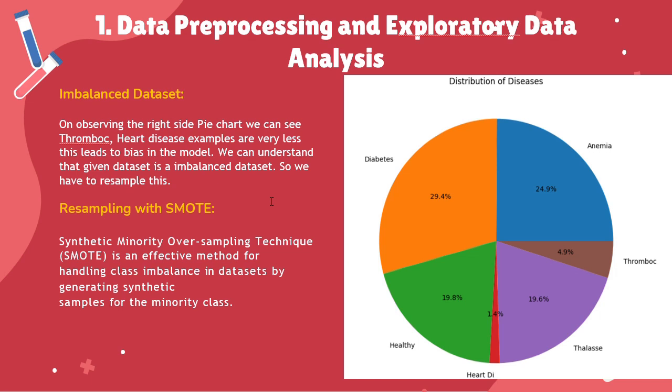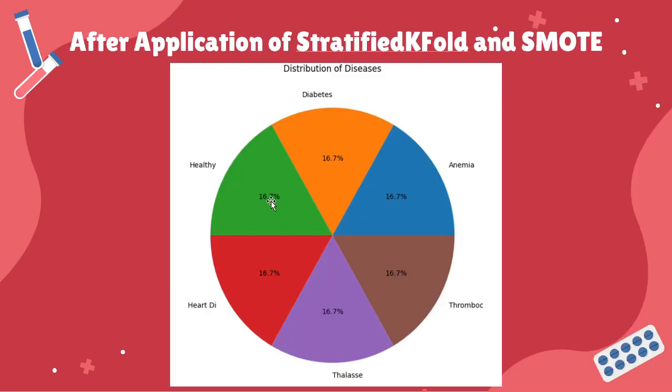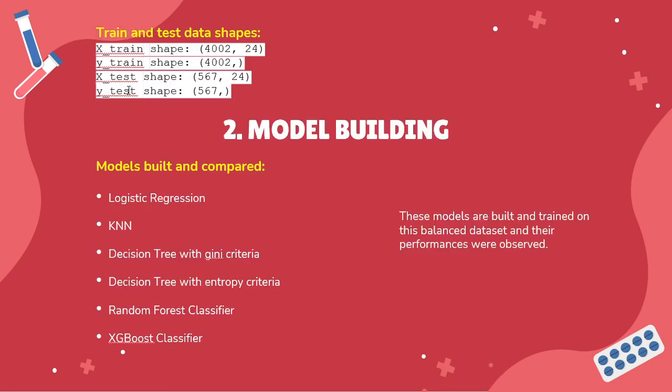I resampled using the SMOTE technique, that is, Synthetic Minority Oversampling Technique. It is an effective method for handling class imbalance in datasets by generating synthetic samples for the minority class. So for the train test split, I followed stratified k-fold, and then on the train dataset I applied SMOTE, and after applying SMOTE I got a plot like this. So it looks like a very balanced dataset. Then these are the train and test dataset shapes.